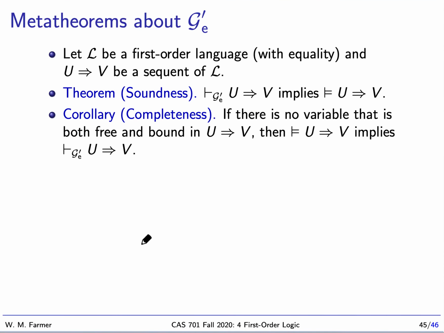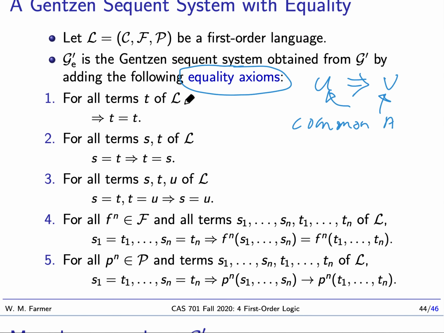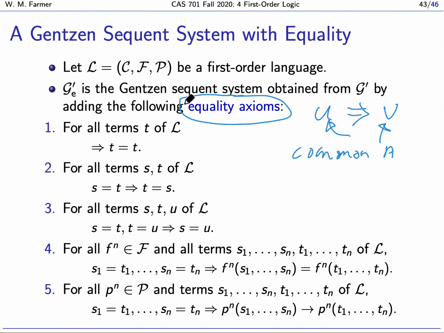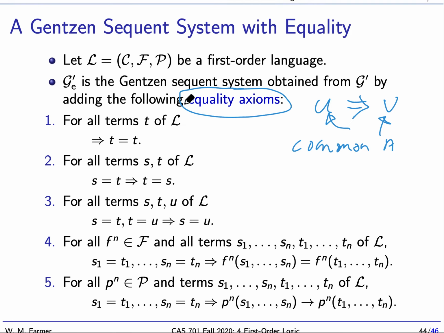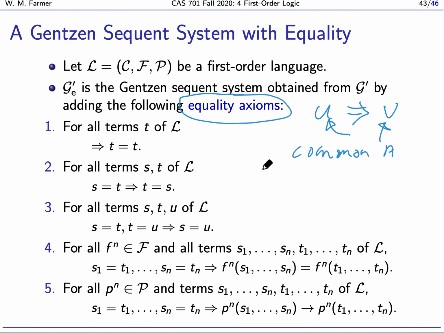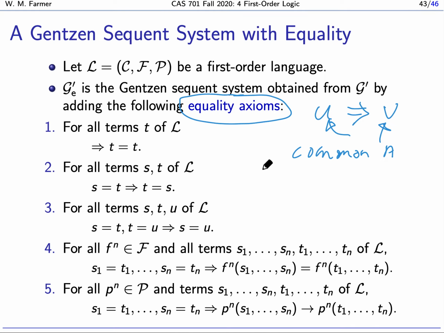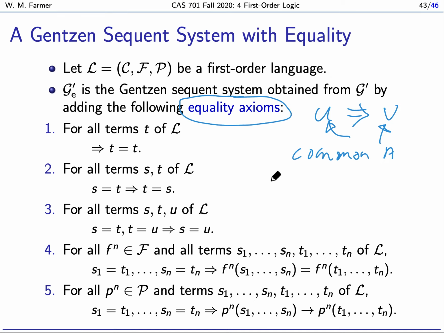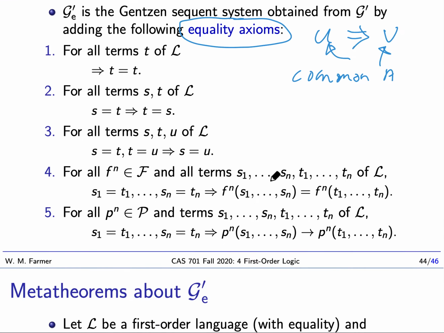And then we have a whole similar set of metatheorems for G prime E. So G prime E is a little more complicated than G prime because we have these equality axioms. And we don't have this wonderful kind of symmetry that we had before when we don't have equality. So the problem here is that we're treating equality always as a congruence. And that means we have to do a little bit more work to create a sound and complete Gentzen system.